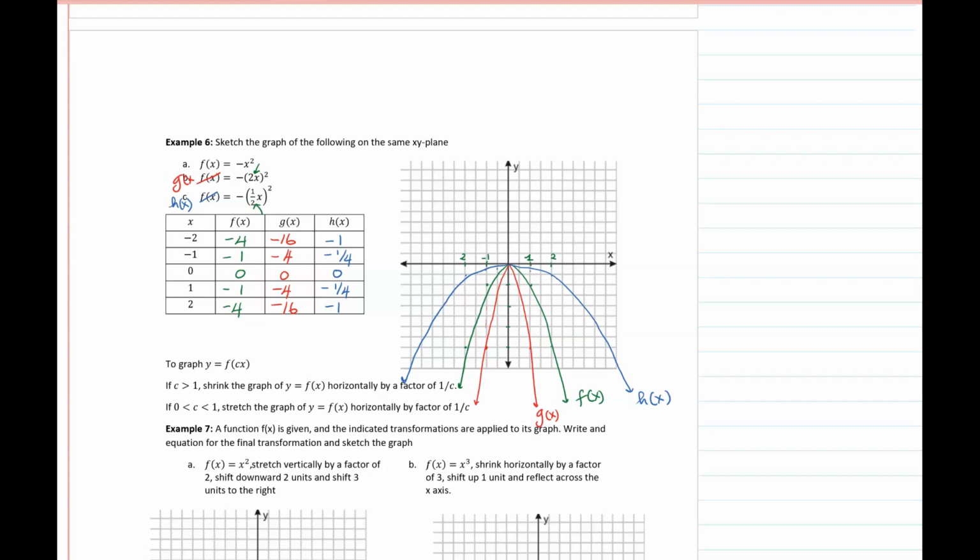To multiply a constant inside f of x, to the x value, if c is greater than 1, the graph shrinks horizontally by the factor of 1 over c. If c is between 0 and 1, stretch the graph y equals f of x horizontally by the factor of 1 over c. Now, this is not very clear that you can see it. However, let's do a little bit of calculation so you see it differently.